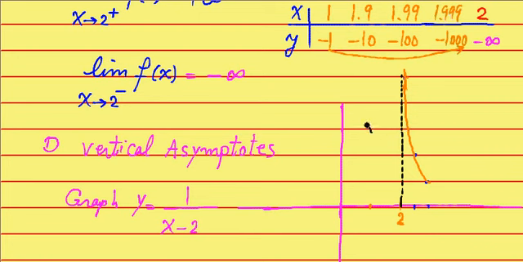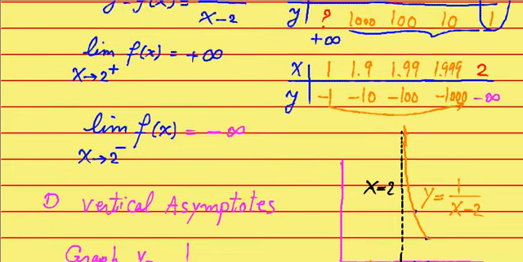This is a line with the equation x equal to 2. This one is the function itself, y is equal to 1 over x minus 2. The two of them get very close to each other, far away from the origin. Any line that comes close to your graph, far away from the origin, you call an asymptote. Here's the asymptote. If it happens to be standing straight up, you call it a vertical asymptote. There are also horizontal asymptotes, oblique asymptotes, and so on.